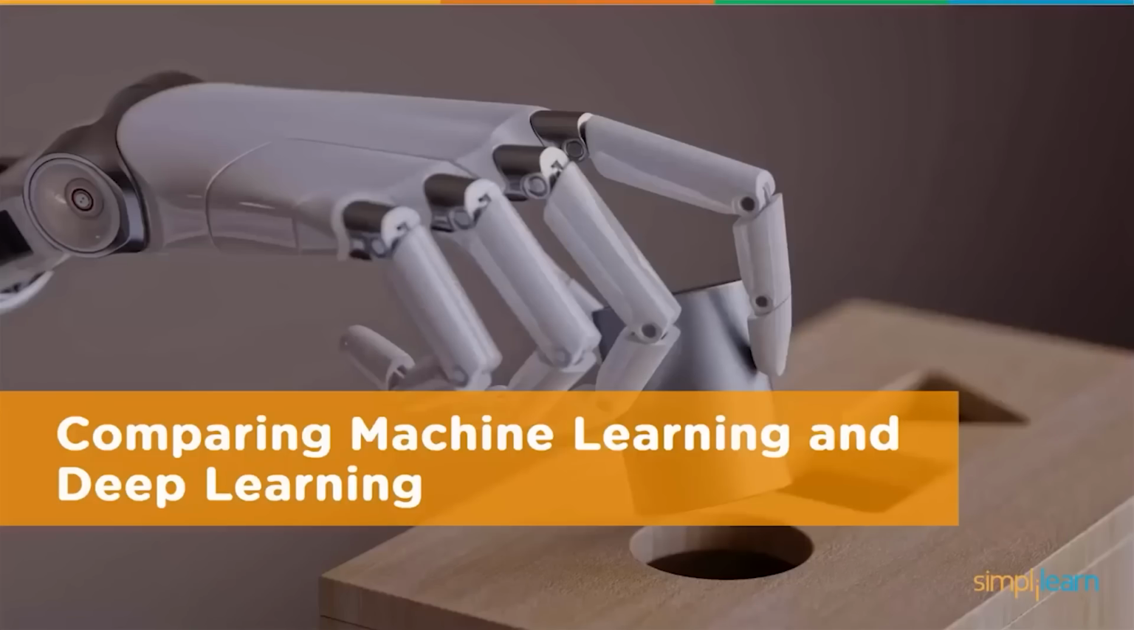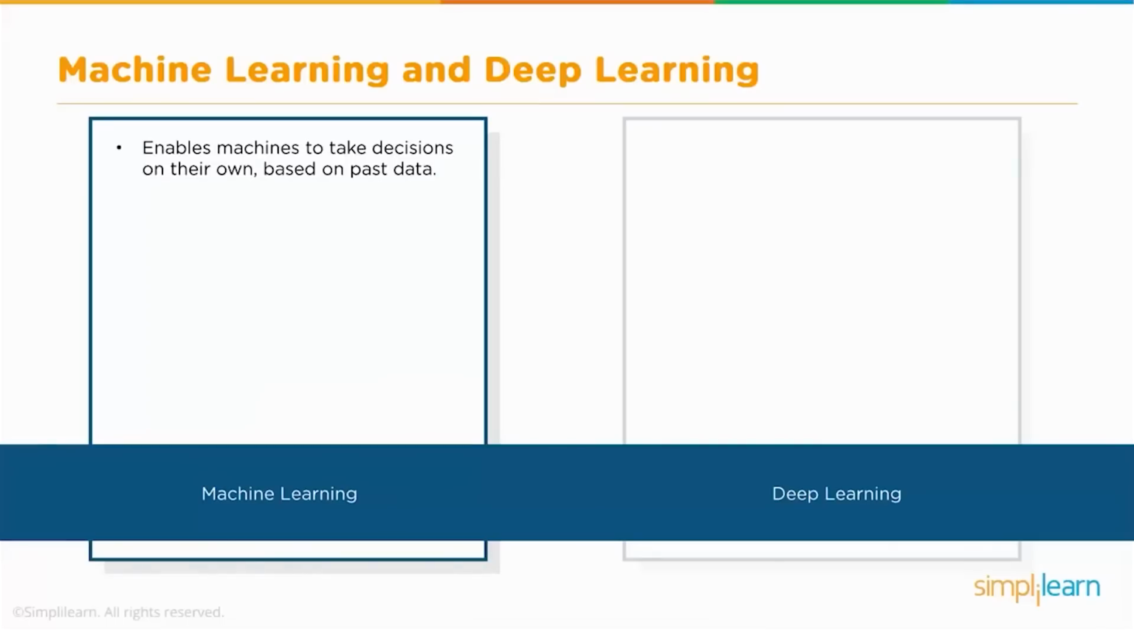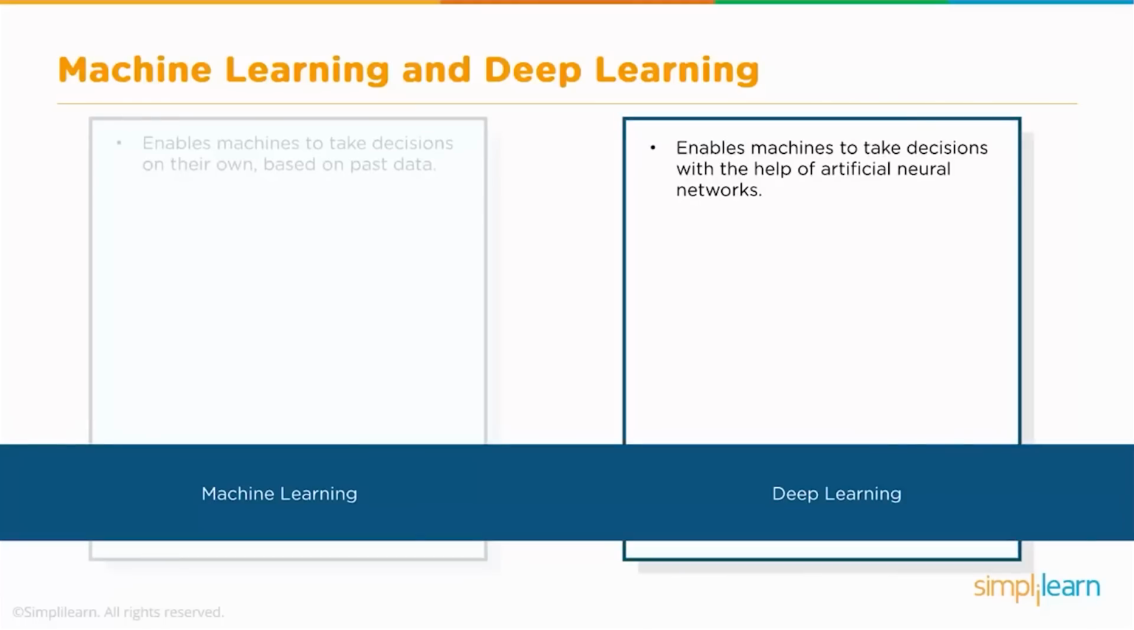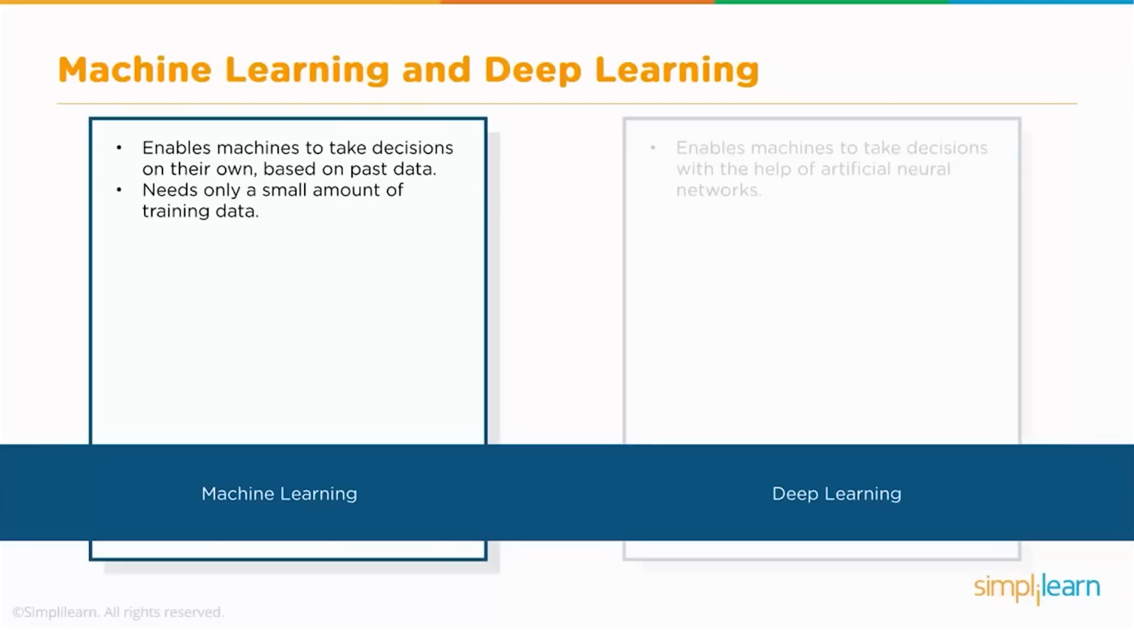Comparing machine learning and deep learning. So remember that deep learning is a subcategory of machine learning. So it's one of the many tools. And so we're grouping a ton of machine learning tools all together. Linear regression, k-means clustering. There's all kinds of cool tools out there you can use in machine learning. Machine learning enables machines to make decisions on their own based on past data. Deep learning enables machines to make decisions with the help of artificial neural networks. So it's doing the same thing, but we're using an artificial neural network as opposed to one of the more traditional machine learning tools.